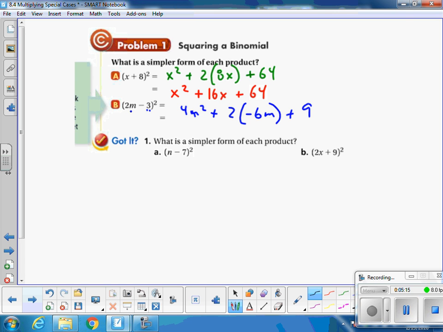I'm going to simplify this. So I end up with 4m squared minus 12m plus 9. All right, why don't you give it a try? Why don't you square the a, and we use square b.